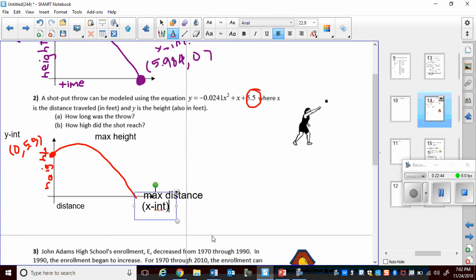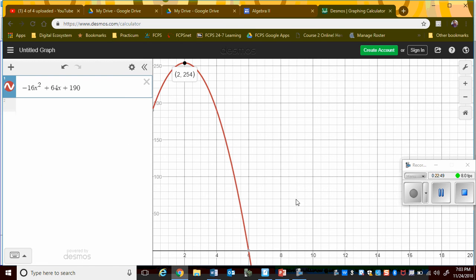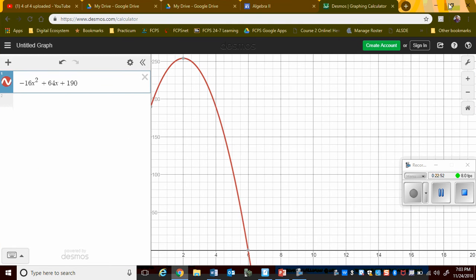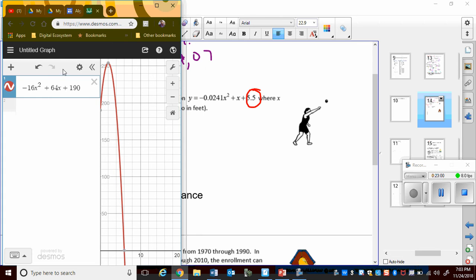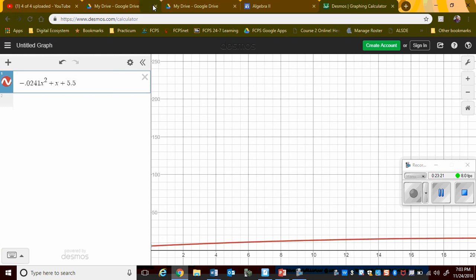Now, going to Desmos, I'm just going to put the formula or the equation into Desmos. So I'm going to minimize this so I can see it a little bit better. Okay, and the equation, that is, and I have negative 0.0241 x squared plus x plus 5.5.